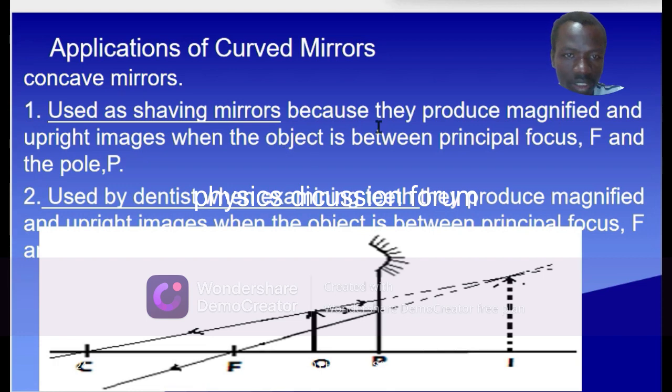We use it because they produce magnified and upright images when the object is between the principal focus and the pole. When you have the object between the principal focus and the pole, we say this is a special case in concave mirror, where the image formed is always upright, magnified, and virtual. The concept is also applied by the dentist when examining the teeth, for the same reason: they produce magnified and upright images.